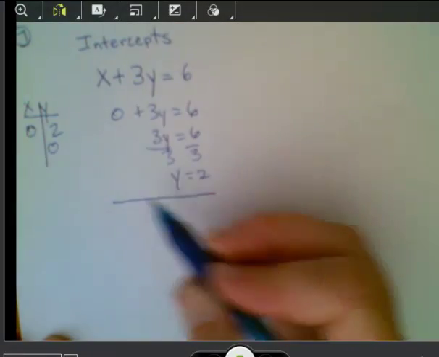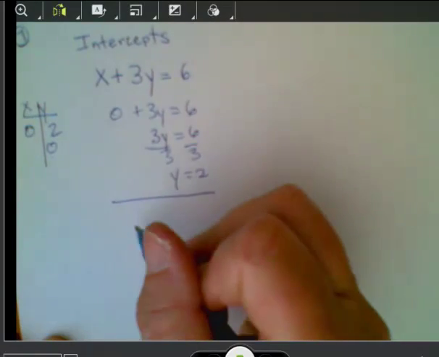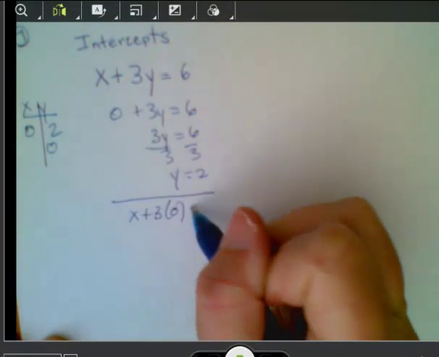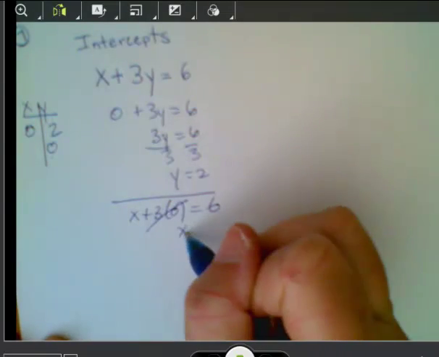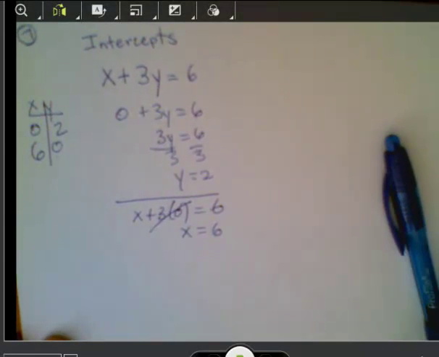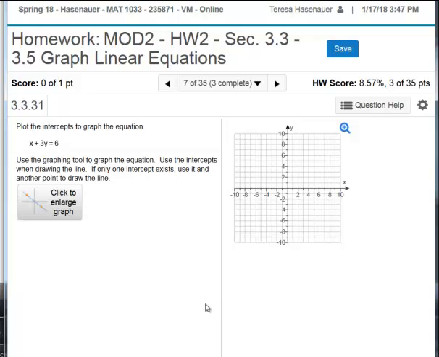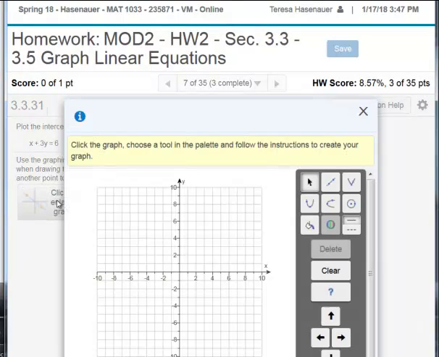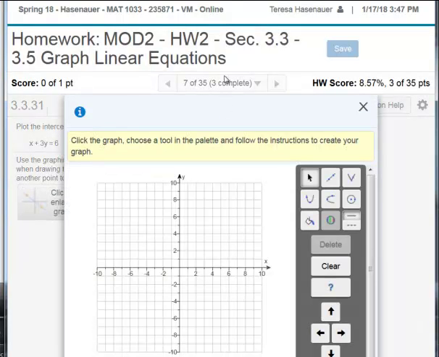And to get our other intercept, we will plug 0 in the y. And that whole piece wipes out. You get x equals 6. So we have our points, and now I'm going to go to Mymathlab and graph. The first thing I'm going to do is click to enlarge my graph. And I'm going to try to pull this up a little bit. On my graph, I want to choose my line tool. And use your points. I'm not showing them, but you have them down.